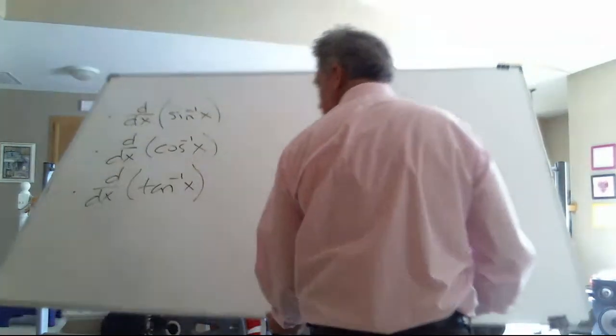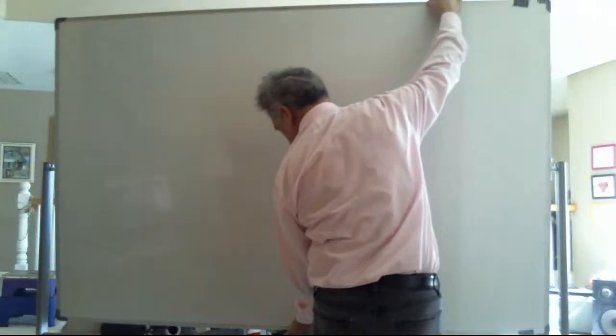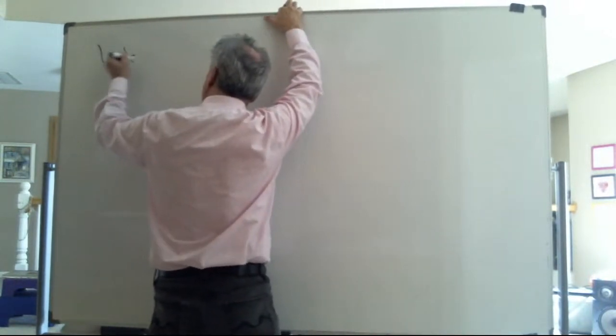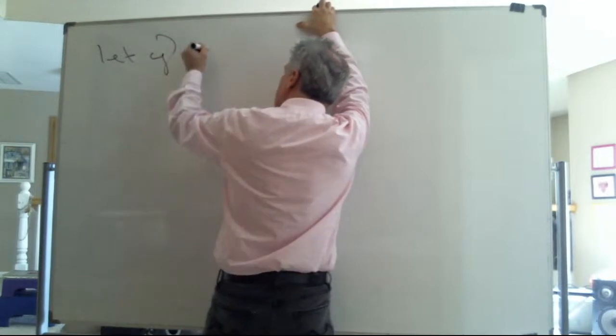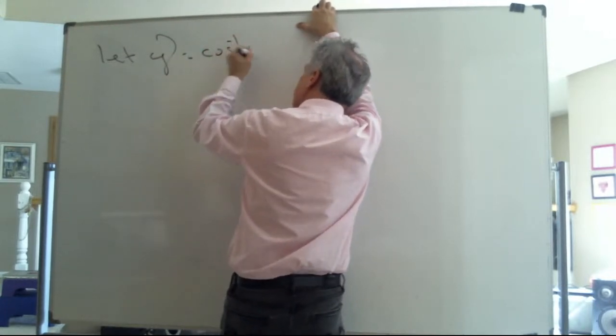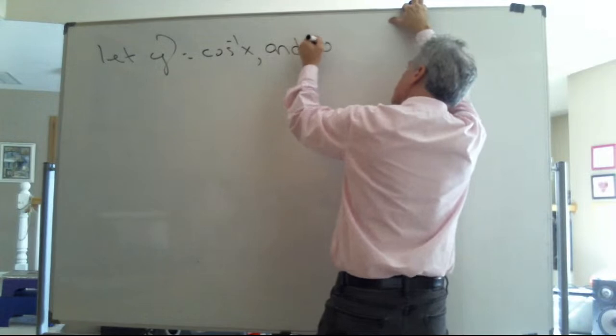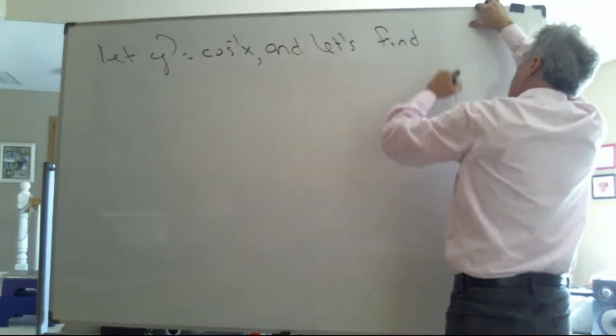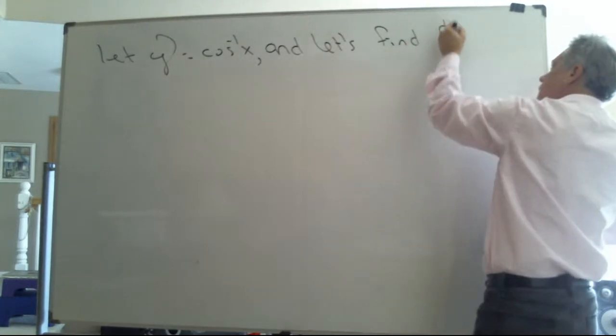So to differentiate the inverse cosine of x, let's start with y being equal to the inverse cosine of x, and let's find dy/dx.